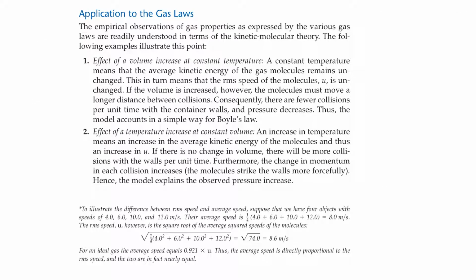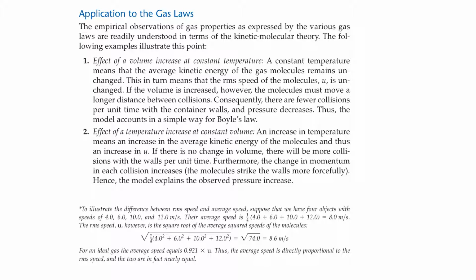Application to the gas laws. The empirical observations of gas properties as expressed by the various gas laws are readily understood in terms of the kinetic molecular theory. The following examples illustrate the point. 1. Effect of a volume increase at constant temperature. A constant temperature means that the average kinetic energy of gas molecules remains unchanged. This in turn means that the root mean square speed of the molecules, u, is unchanged. If the volume is increased, however, the molecules must move a longer distance between collisions. Consequently, there are fewer collisions per unit time with the container walls, and pressure decreases. Thus, the model accounts in a simple way for Boyle's law.